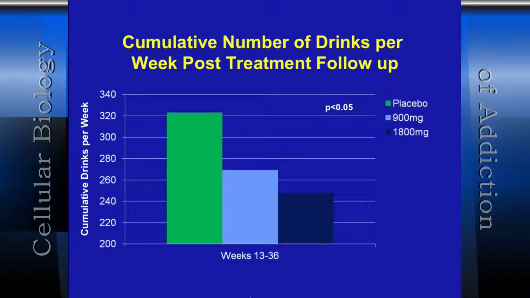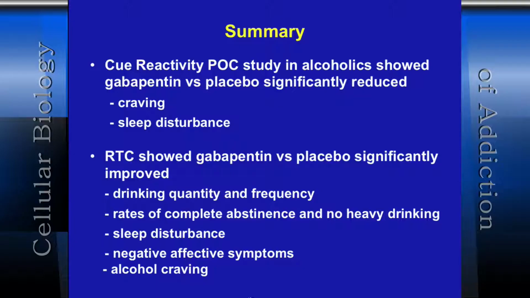So, just to summarize, the cue reactivity proof of concept study in the alcoholics gave us the signal for craving and sleep disturbance. The randomized controlled trial showed that we got significant improvements in drinking quantity and frequency and rates of complete abstinence and no heavy drinking. And remember, in the lab study, the craving is the marker and the predictor of the real world drinking. So, you know, that is congruent.